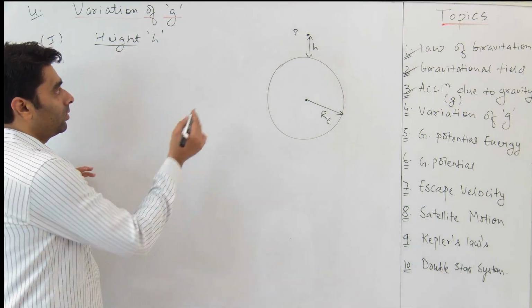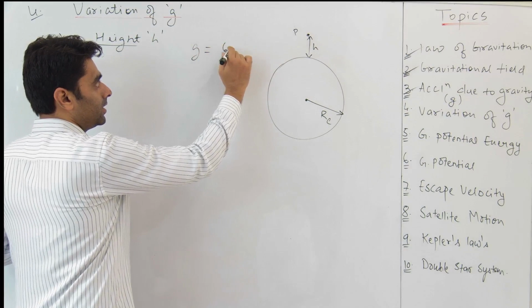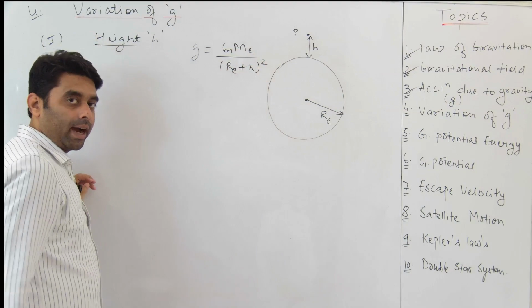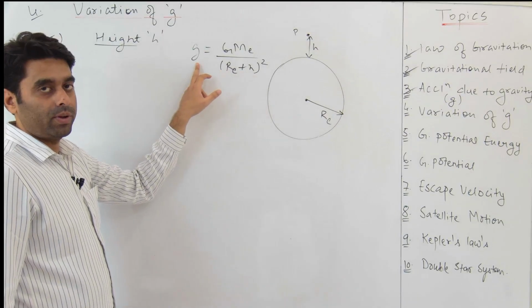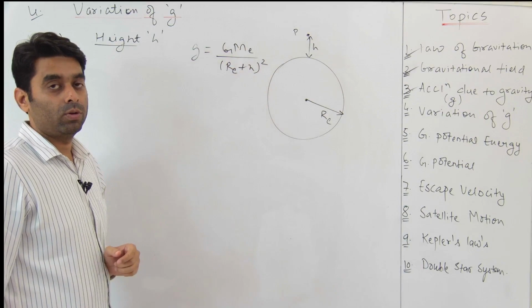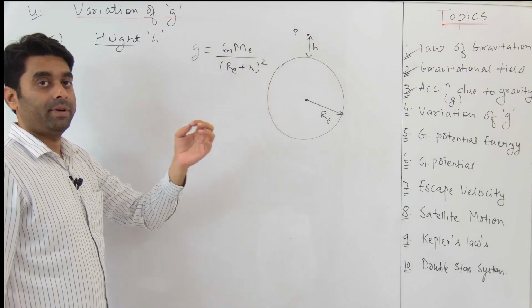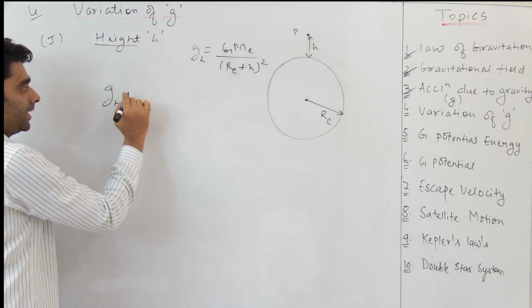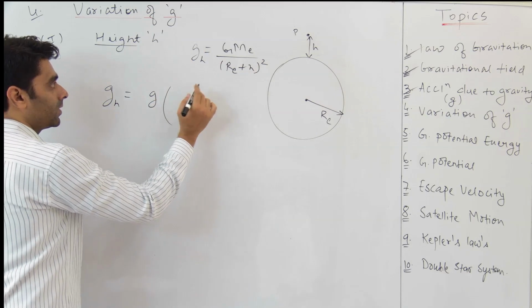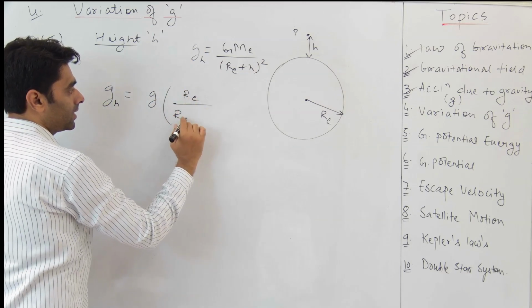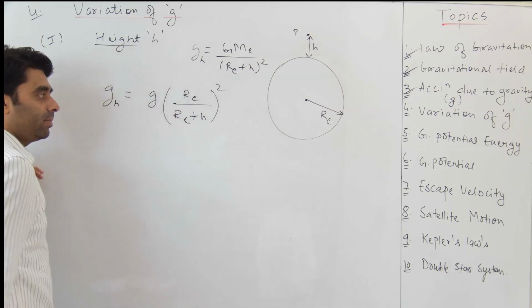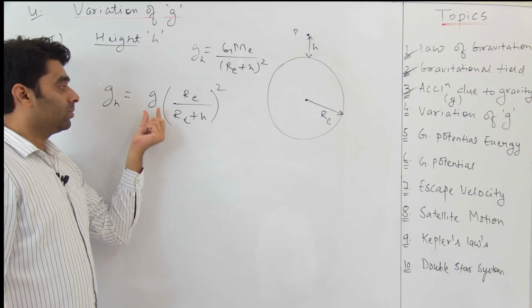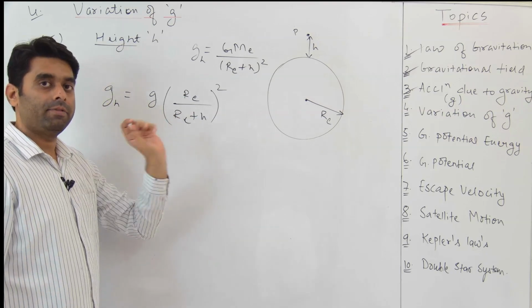So what do we write down? The general result: g will be GM_E by (R_E plus h) whole squared. At a height h from the surface, your acceleration due to gravity will be GM_E by (R_E plus h) whole squared. Now by solving it mathematically, we get our result. The result is g at height h equals g times (R_E by R_E plus h) whole squared. This is acceleration due to gravity at height h in terms of g at the surface, right? This is the result that we have to keep in mind.